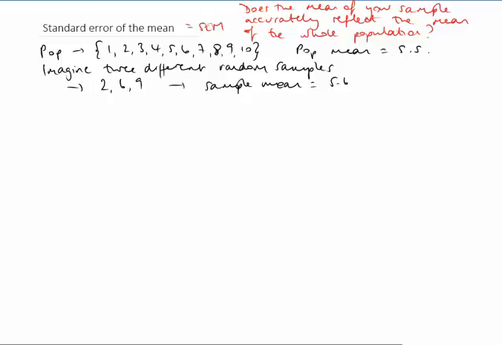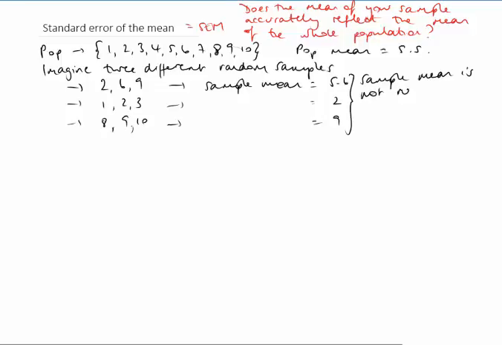That's not bad. But now imagine if we had a different sample of 1, 2 and 3, for instance, the smallest ones. So there the sample mean would only be 2. Or if we took the biggest ones, 8, 9 and 10, then there the sample mean would be 9. So that shows us that the sample mean is not necessarily very close to the population mean. So that's what the standard error of the mean is.